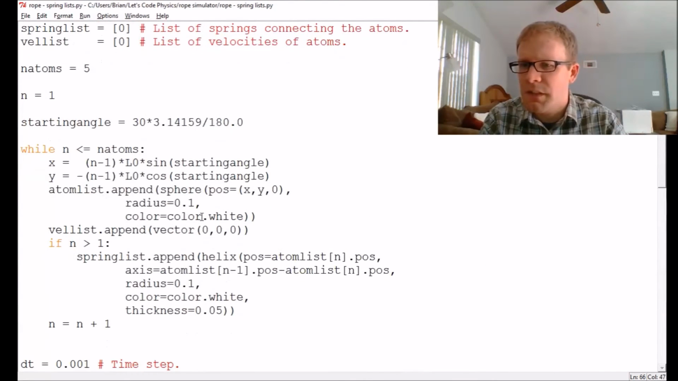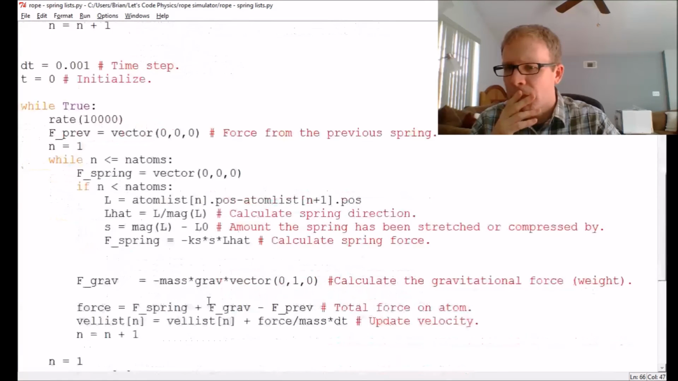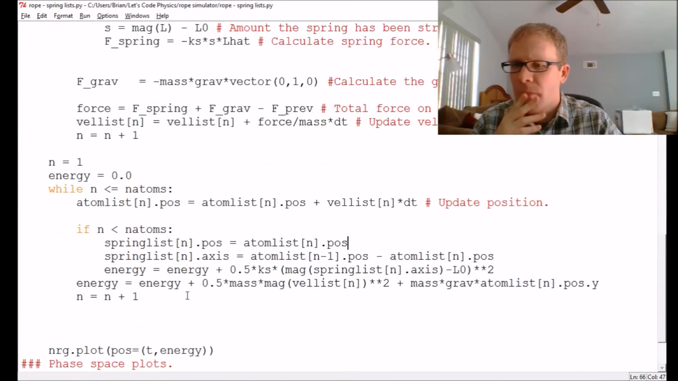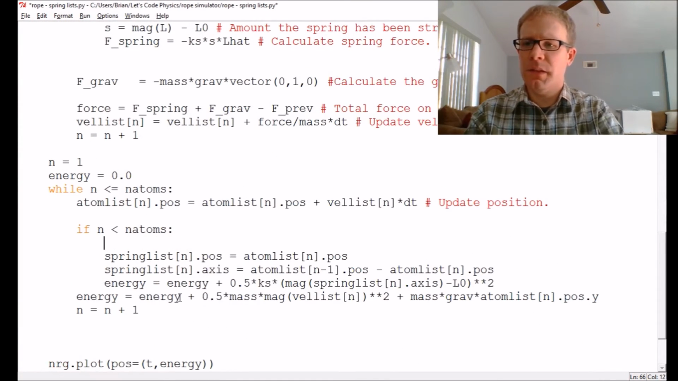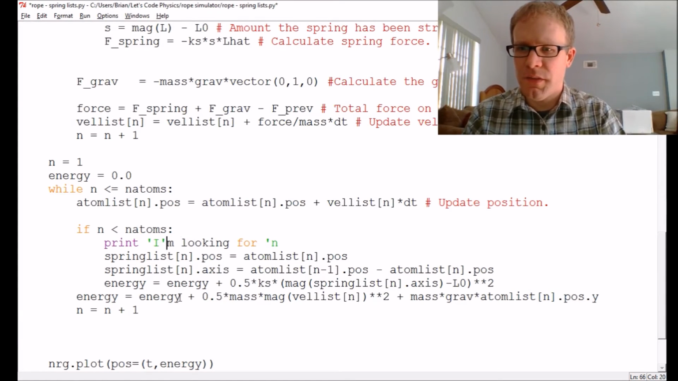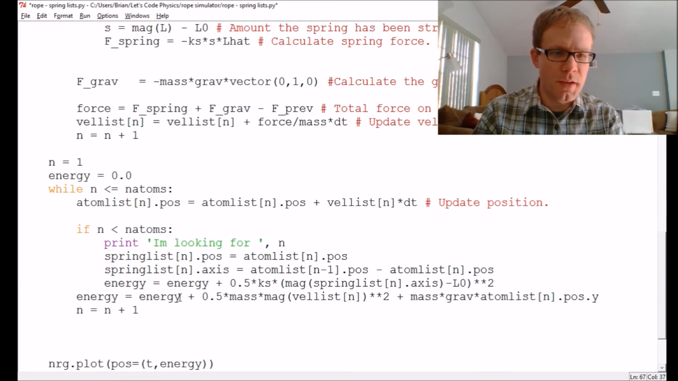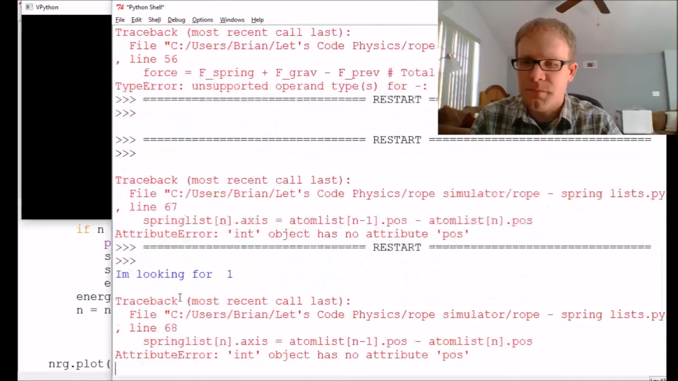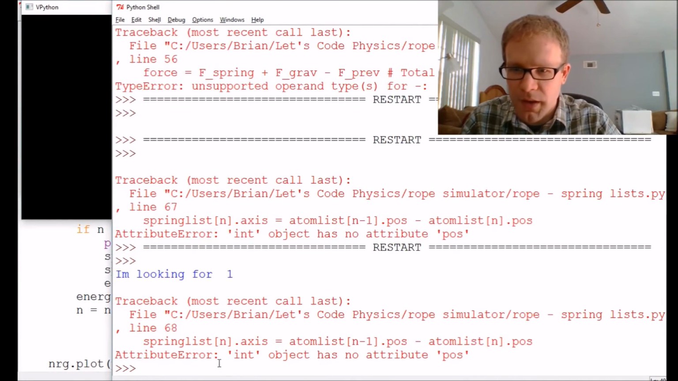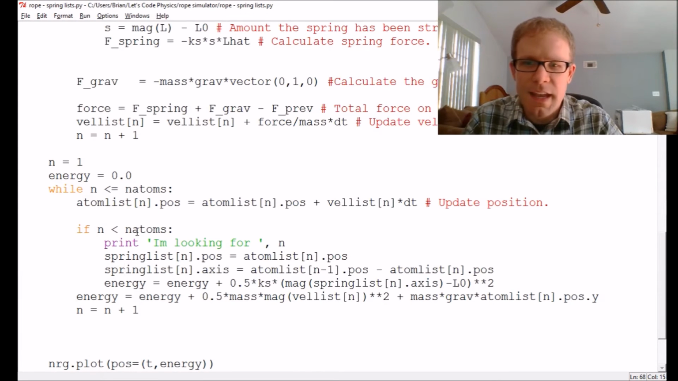Where am I setting up spring list? Spring list.append. N equals n plus 1. Let's do this then. Let's say print. I'm looking for n. Oh, and I need to not have that be an apostrophe. So what I'm doing now is putting in a print statement to tell me what value of n it's looking for just before line 67. F5. I'm looking for 1. Okay. And then it has a problem in line 68.